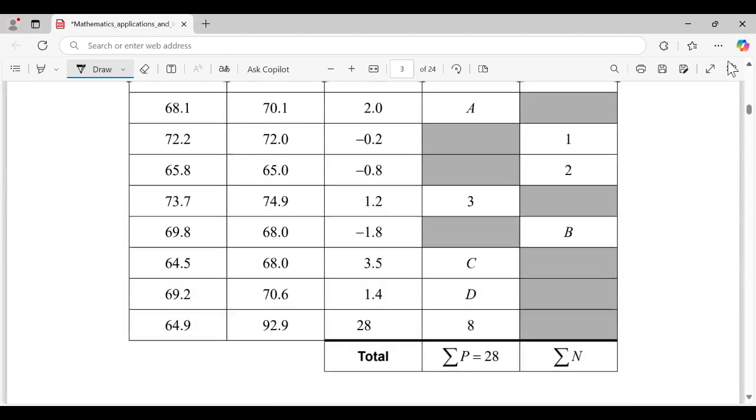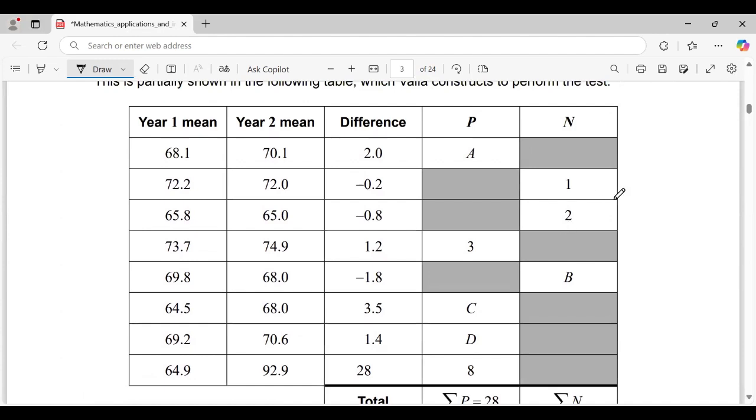So if we create the rank, we need to add one more column for the absolute difference. This one. So the absolute difference of 2.0 is 2.0, and for minus it becomes positive. So it becomes positive, becomes positive, becomes positive, becomes positive. Still 1.4 and 28. I'm going to fix this one first.